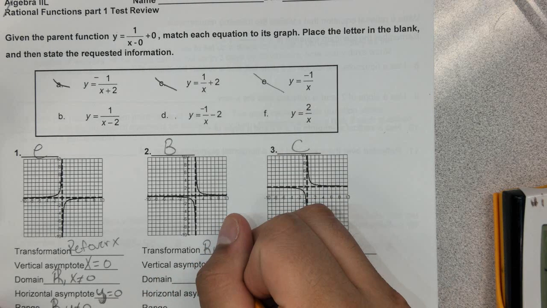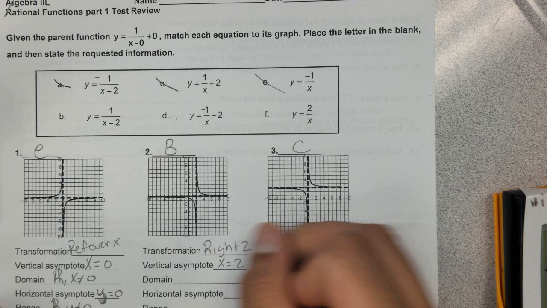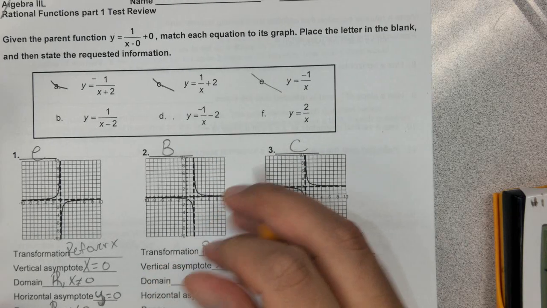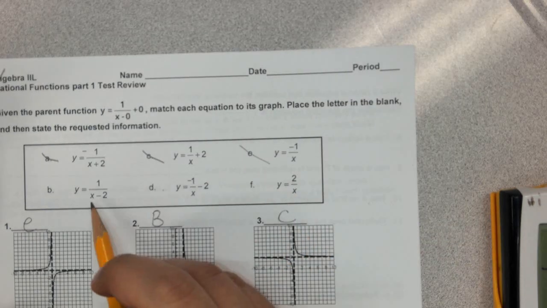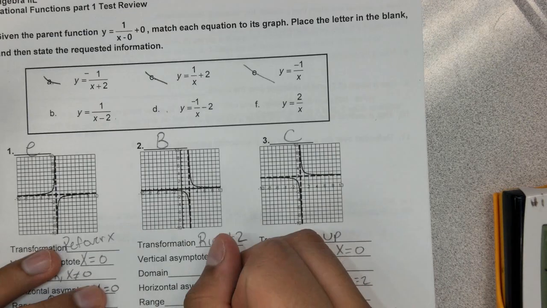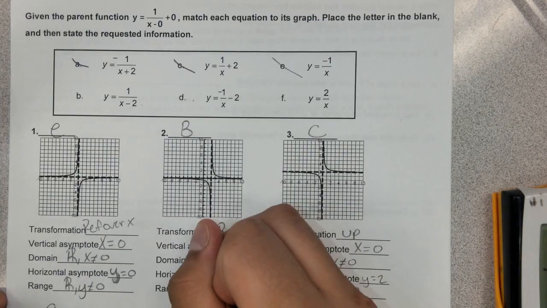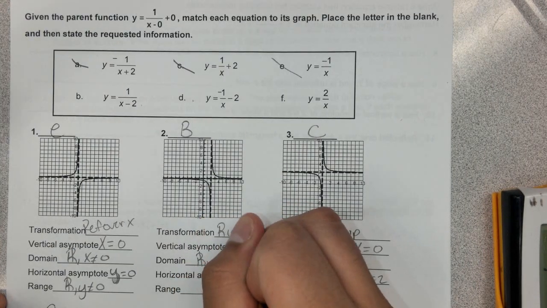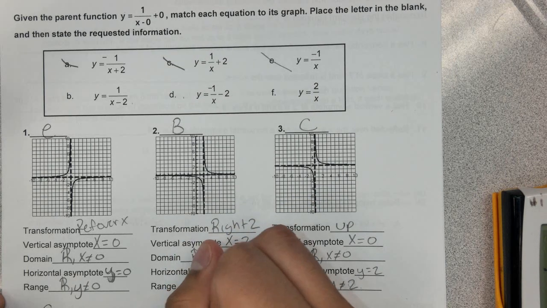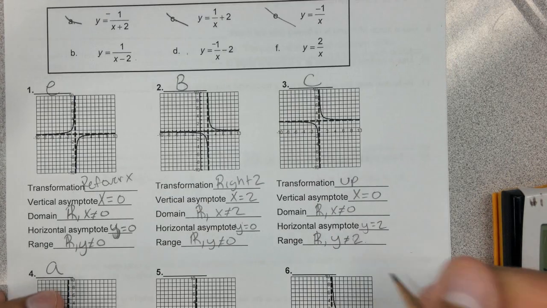Vertical asymptote, x equals 2, because we went right 2. There's not a k value here, so it's just y equals 0 for the horizontal asymptote. So all real numbers, x cannot equal 2. All real numbers, y cannot equal 0 for the range.